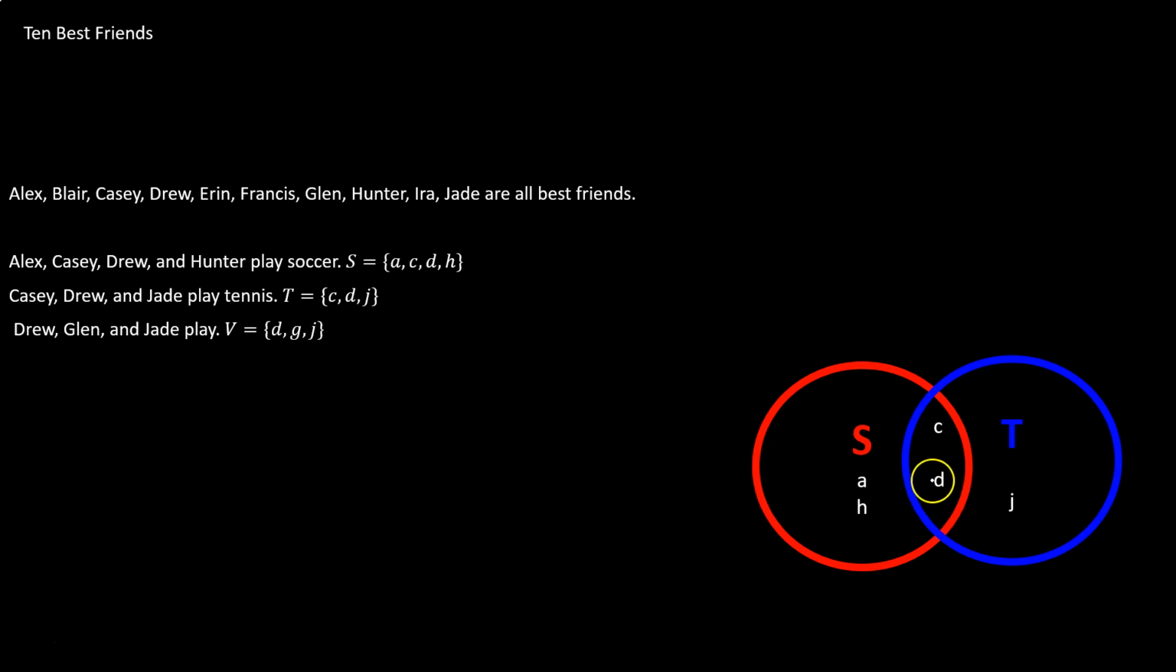Now, Drew is already in the diagram, Glenn is not, but Jade is also in the diagram. So when I draw my volleyball circle, I need to make sure to include Drew and Jade inside of that circle. So I draw the volleyball circle to overlap both the intersection of S and T and the portion of T that contains Jade. So I have Drew, Jade, and Glenn inside of the volleyball circle.